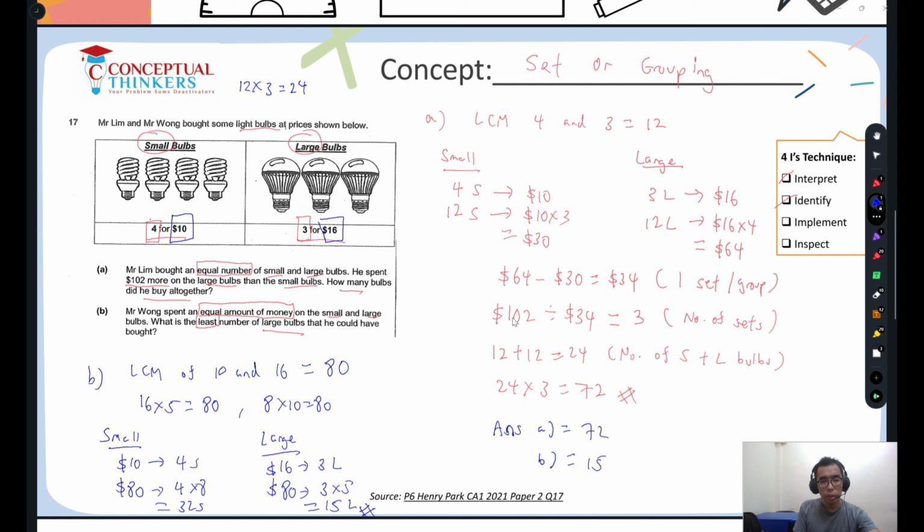Okay, so that's all for this question. So please take note that this question is actually testing you on the set or grouping concept. So I hope this helped you to actually be able to understand the concept better.